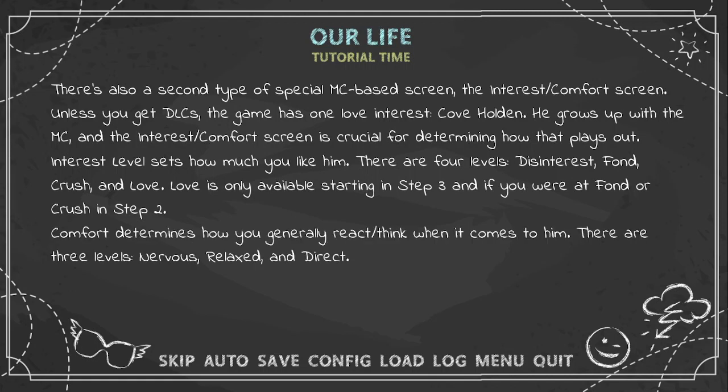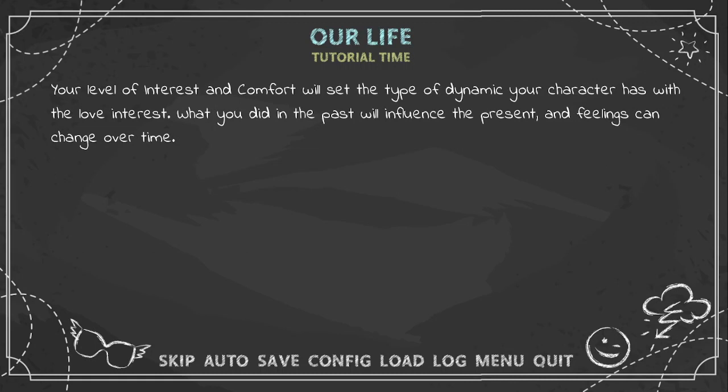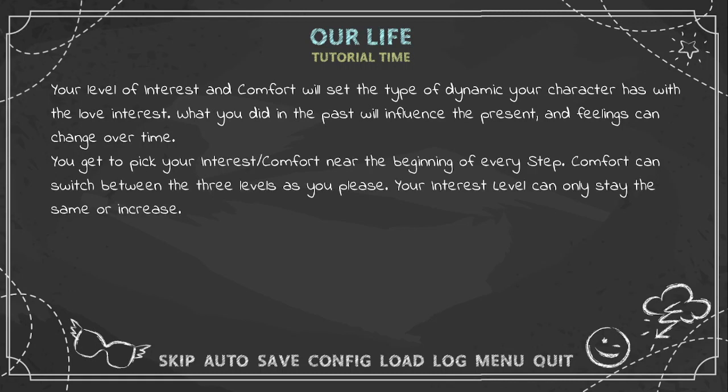Comfort determines how you generally react or think when it comes to him. There are 3 levels: nervous, relaxed, and direct. Your level of interest and comfort will set the type of dynamic your character has with the love interest. What you did in the past will influence the present, and feelings can change over time. You get to pick your interest/comfort near the beginning of every step. Comfort can switch between the 3 levels as you please.